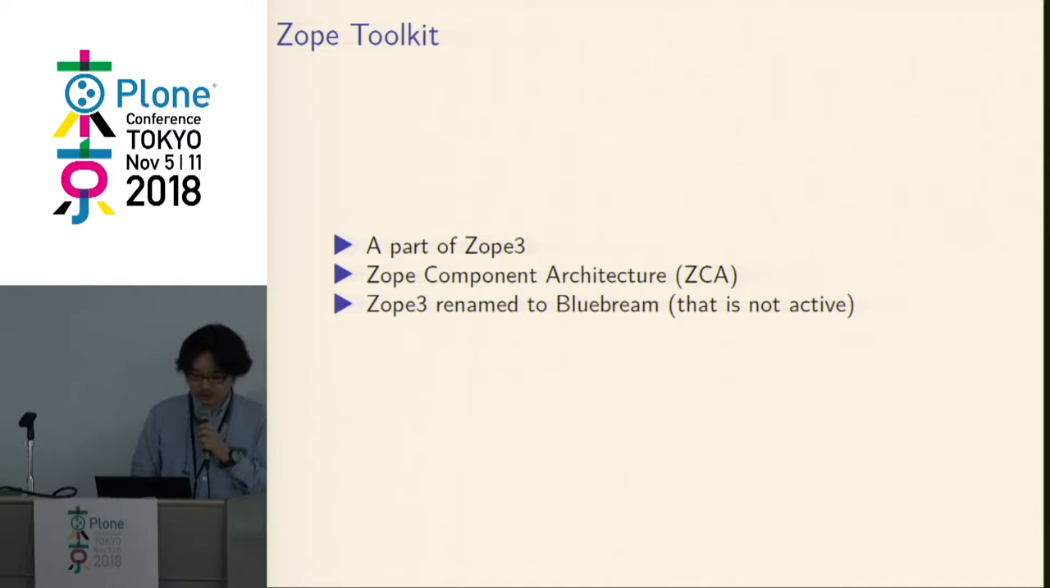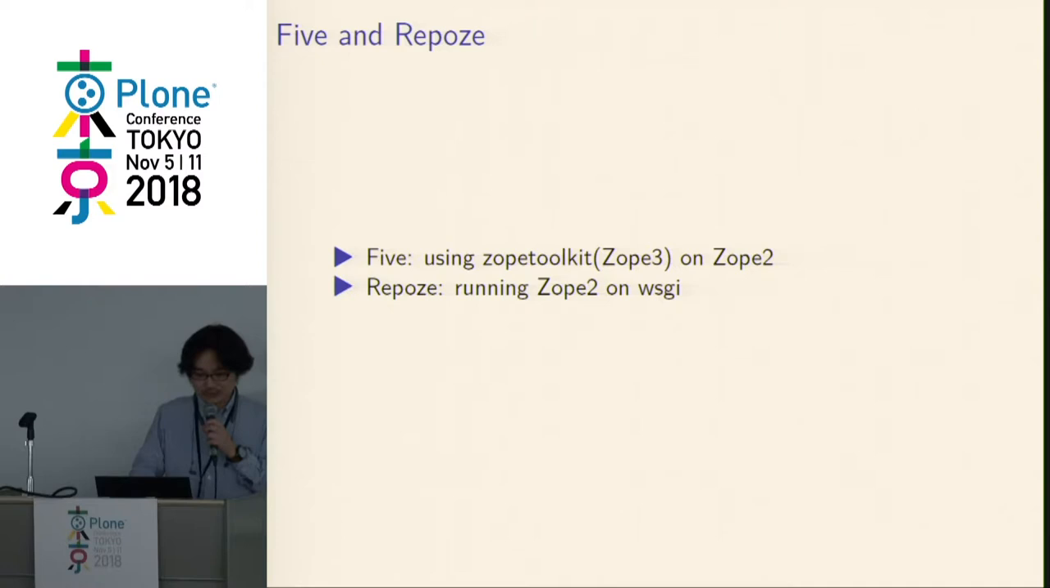The Zope toolkit was introduced as part of Zope 3, and it has the Zope Component Architecture, but Zope 3 related to BlueBream is not active now. And the Zope toolkit is in Zope 2. The Plone project introduced the Zope toolkit to Zope 2, and the Repoze project introduced WSGI to Zope 2.